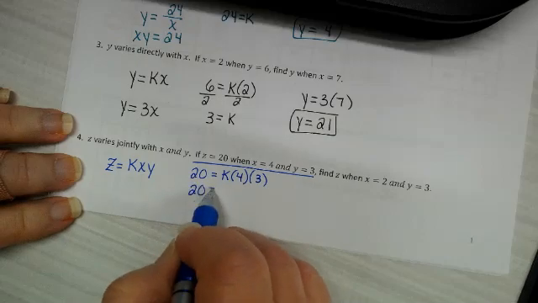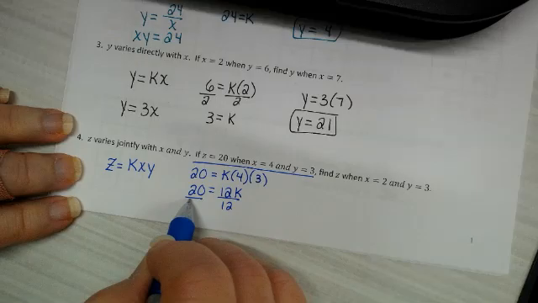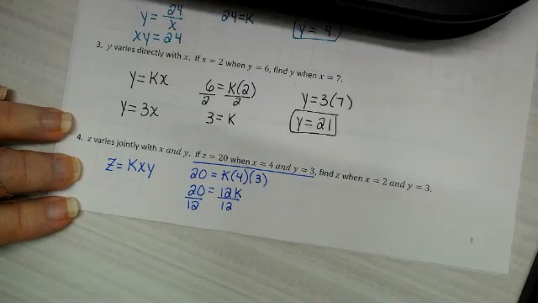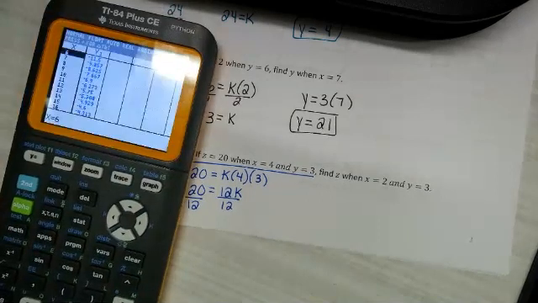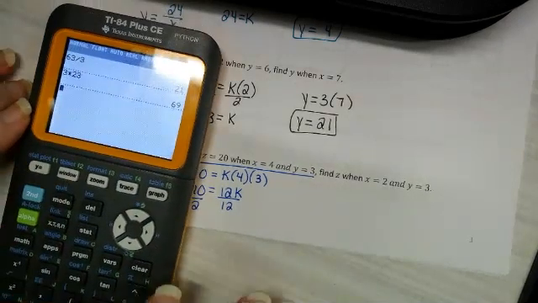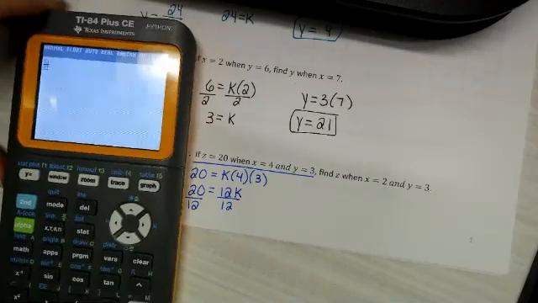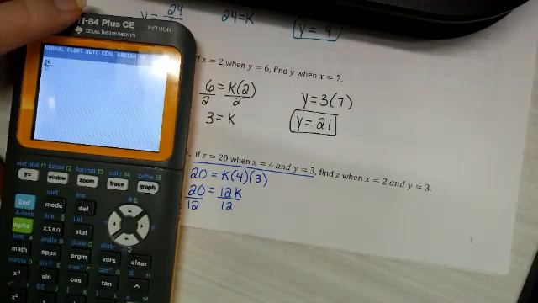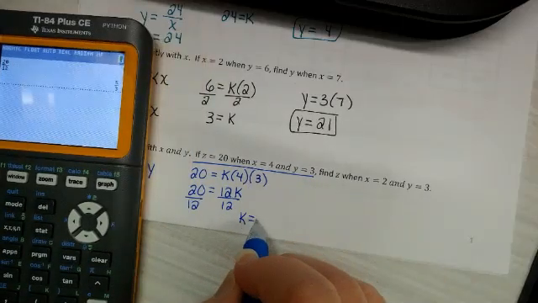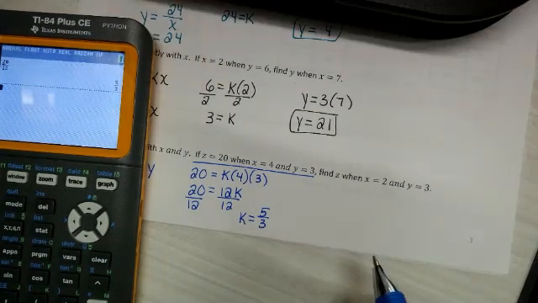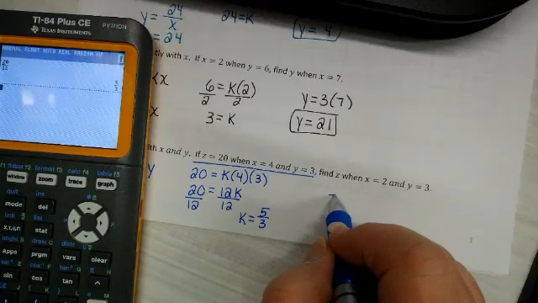So that means 20 equals 12 times k. So I'll divide both sides by 12, and that's when you can grab your calculator if you don't want to simplify this fraction. You could enter the fraction, 20 over 12, and that reduces to 5/3. So k equals 5/3.